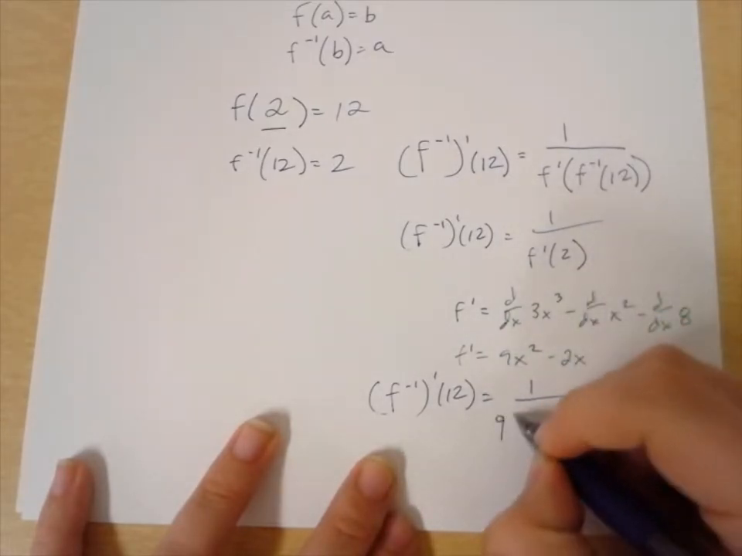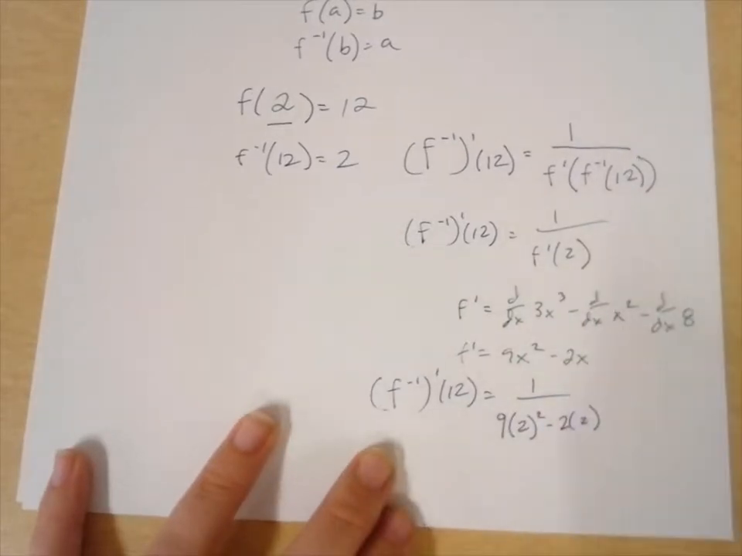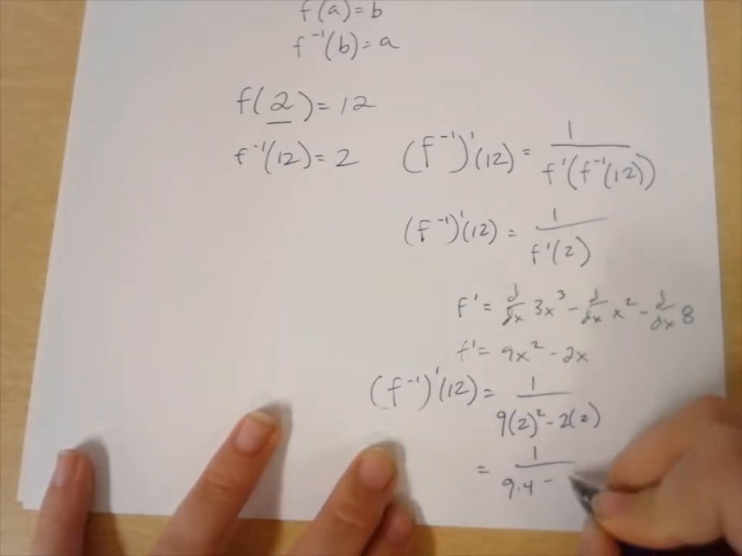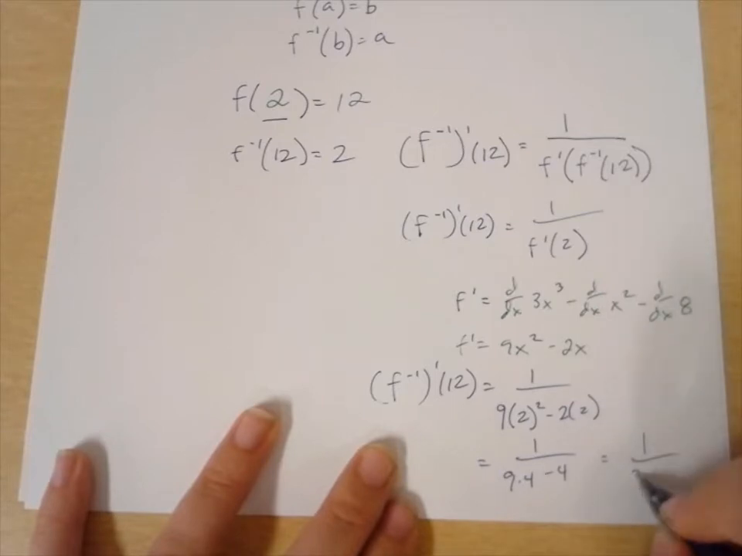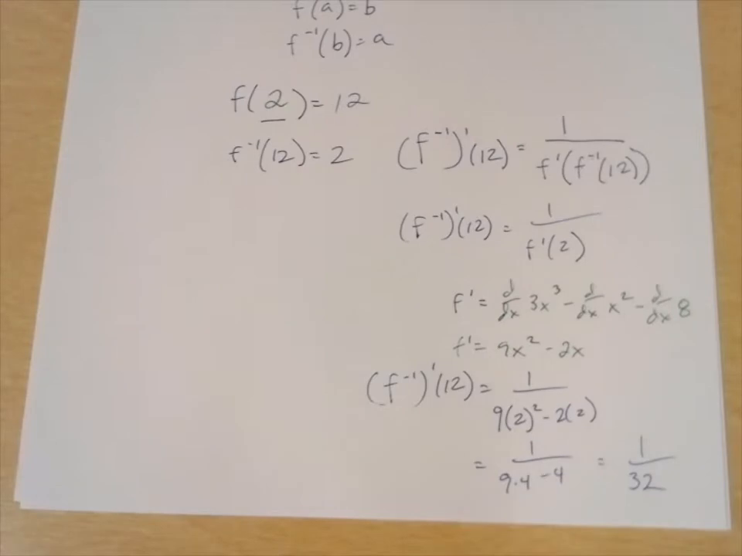So 9 times 2 squared minus 2 times 2. 1 over 9 times 4 minus 4, or 1 over 32. And we have found everything that question is asking.